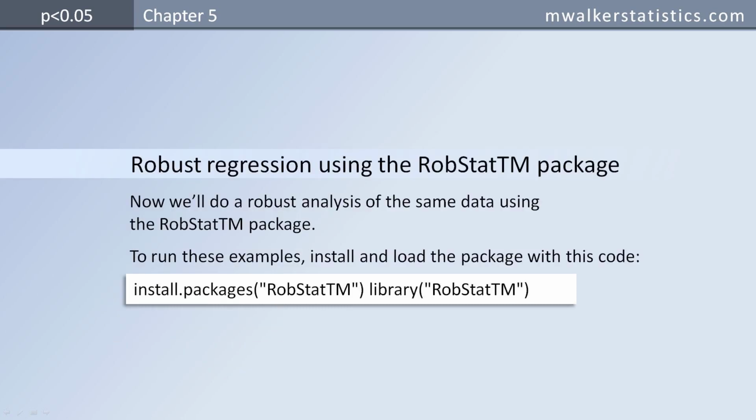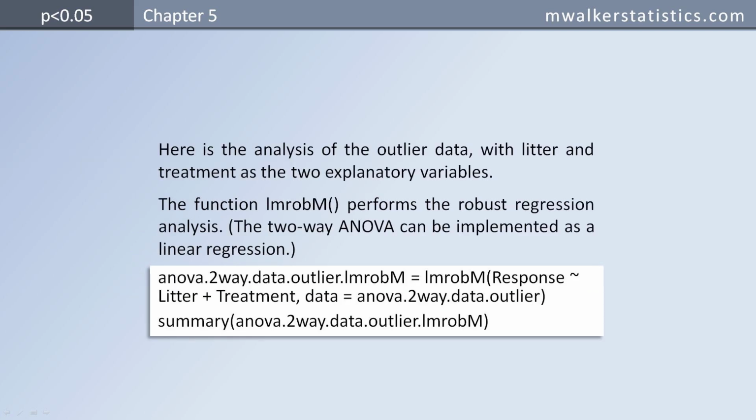Robust regression using the RobStatTM package. Now we'll do a robust analysis of the same data using the RobStatTM package. To run these examples, install and load the package with this code. Here is the analysis of the outlier data, with litter and treatment as the two explanatory variables. The function lmrob performs the robust regression analysis. The two-way ANOVA can be implemented as a linear regression.